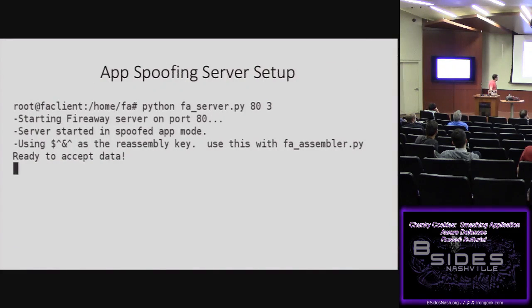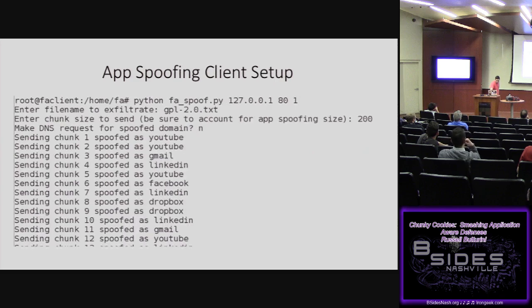So, we'll start up our server again, mode 3. Basically, here's my reassembly key. We'll start a spoofer. I'm just using a single IP this time, and the other thing here is it will actually ask you if you want to make a DNS request, just a little extra layer of forensic foo, to make it a little bit harder. I don't want my client to make a bunch of HTTP requests for things and not have made a corresponding DNS request. That would look a little funky if anybody looked.